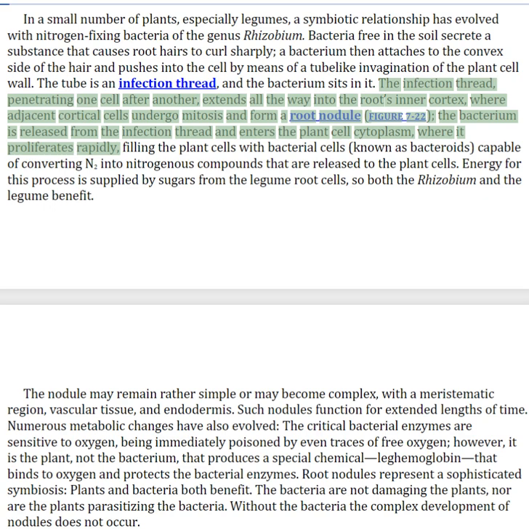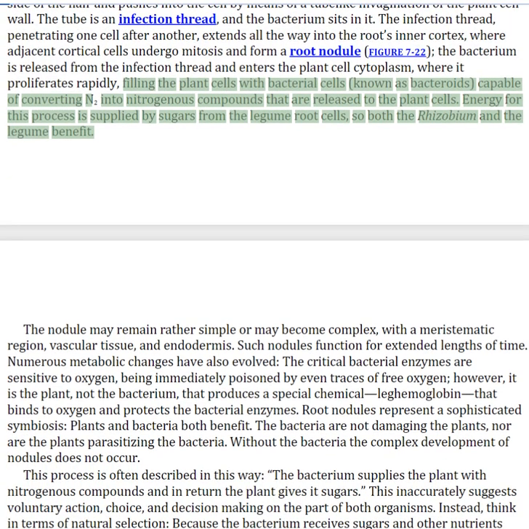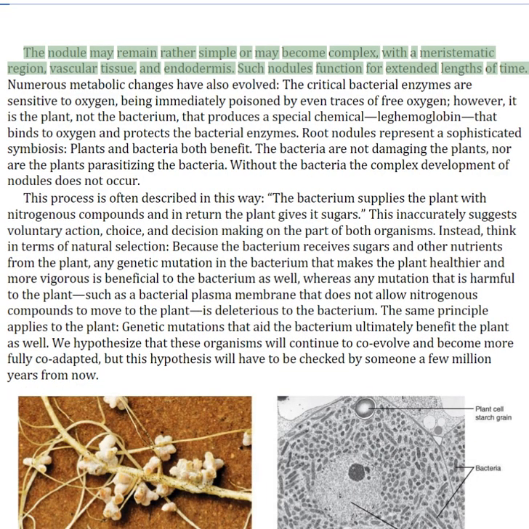The bacterium is released from the infection thread and enters the plant cell cytoplasm, where it proliferates rapidly, filling the plant cells with bacterial cells capable of converting N into nitrogenous compounds that are released to the plant cells. Energy for this process is supplied by sugars from the legume root cells, so both the rhizobium and the legume benefit. The nodule may remain rather simple or may become complex, with a meristematic region, vascular tissue, and endodermis. Such nodules function for extended lengths of time.